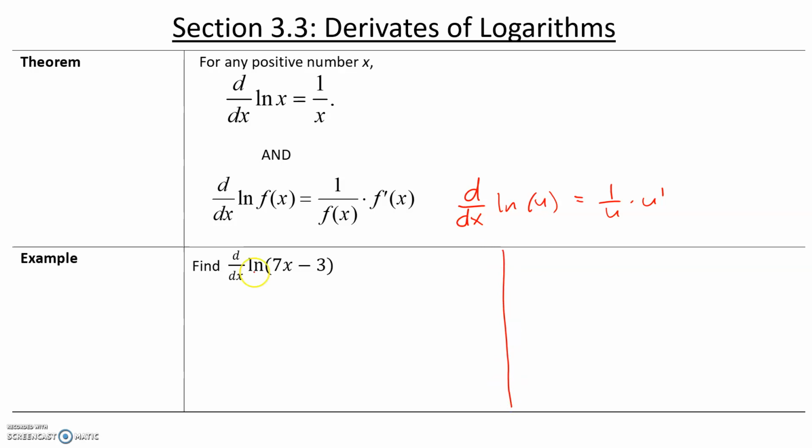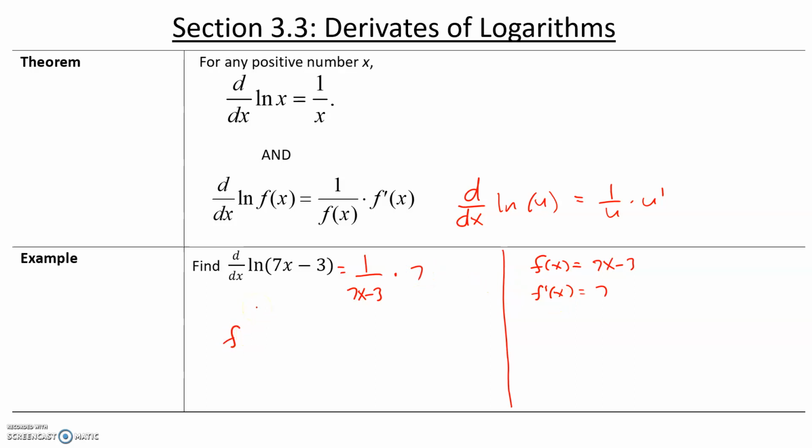So we want to find the derivative of the natural log of 7x minus 3. First off, f of x, or u, or whatever you want to call this, equals 7x minus 3. And so f prime of x, the derivative of f of x, is going to be 7. So the derivative of natural log of 7x minus 3 by this rule is 1 over f of x, which is 1 over 7x minus 3, times f prime of x, which is 7.